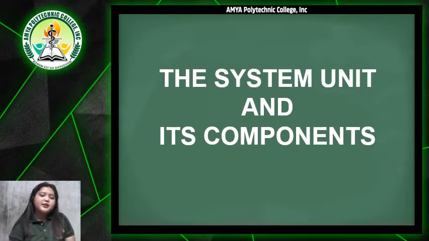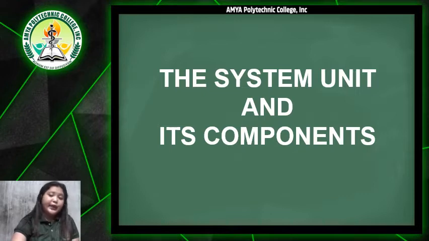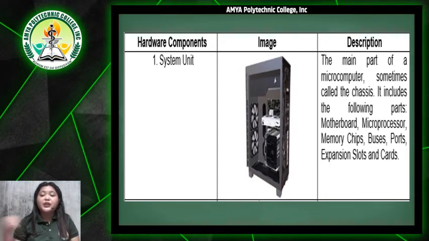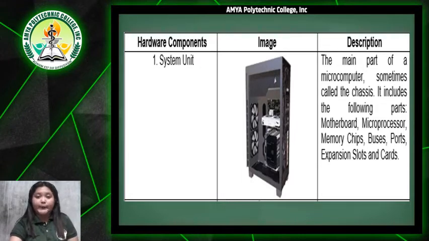So next is the system unit and its components. So first we have the system unit. So that's the image of a system unit. So the main part of a microcomputer, sometimes called the chassis, includes the following parts: the motherboard, the microprocessor, the memory chips, the buses, the ports, expansion slots, and cards. Again, that is our system unit.